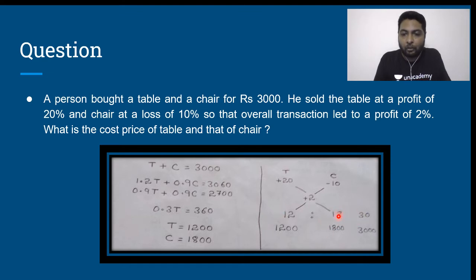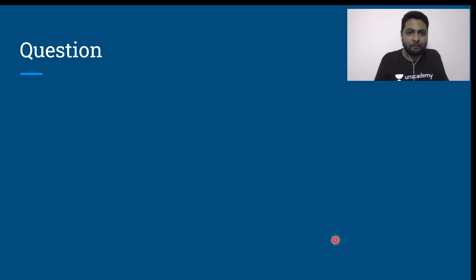That means if the total cost was 30 units, then the cost of table is 12 units and the cost of chair is 18 units. This 30 units is nothing but 3000. That means you just have to write 2 more zeros. So multiply the number by 100. So 18 becomes 1800, 12 becomes 1200. That is as simple as it gets. The cost of table is 1200 rupees and the cost of chair is 1800 rupees. Is that clear? Understanding it? Let us go on with another question.